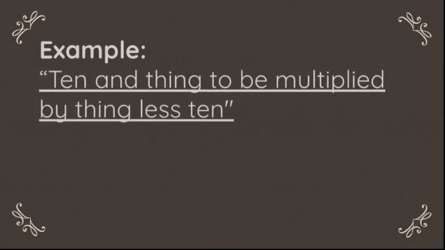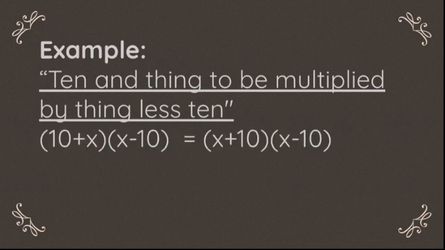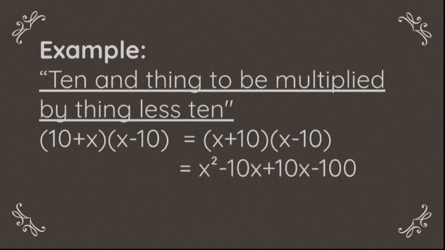Example: 10 and thing to be multiplied by thing less 10. Writing this in a symbolic form, we would have the said expression as 10 plus x multiplied by, multiplication is represented by parentheses, x minus 10. Converting it to modern form, we would have x plus 10 multiplied by x minus 10. And solving this would be as easy as using the FOIL method.